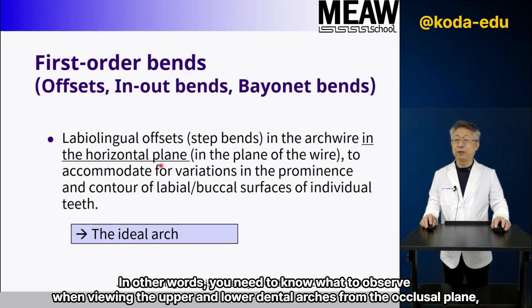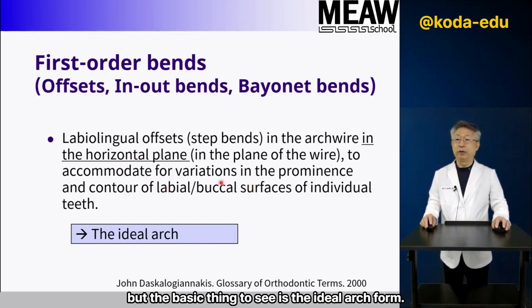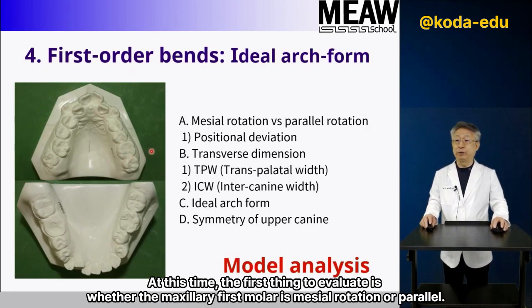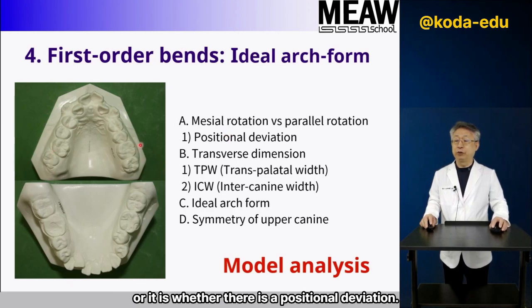In other words, you need to know what to observe when viewing the upper and lower dental arches from the occlusal plane. But the basic thing to see is the ideal arch form. At this time, the first thing to evaluate is whether the maxillary first molar is mesially rotated or parallel, or whether there is a positional deviation.